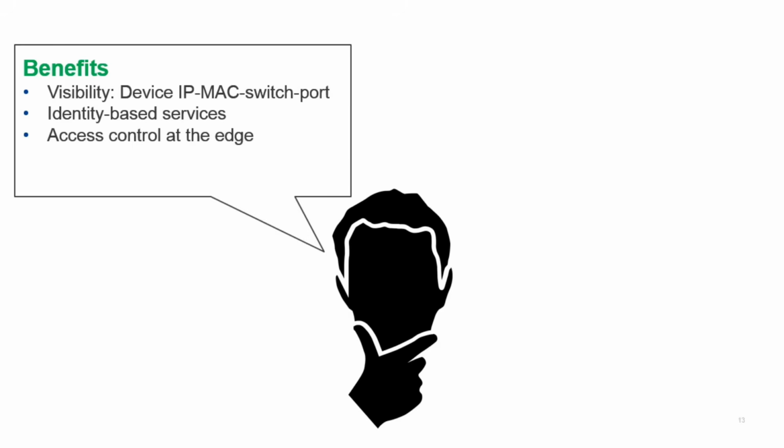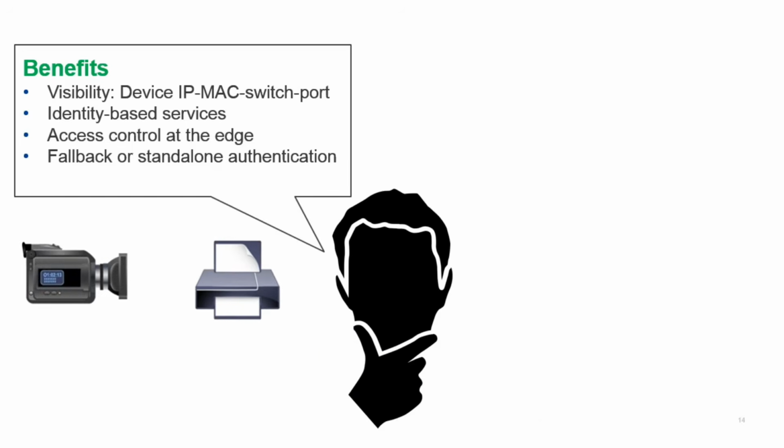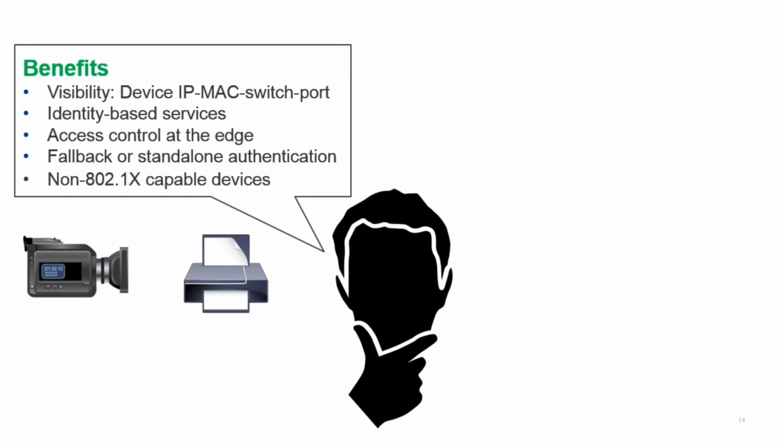MAB can be deployed as a fallback mechanism for 802.1X. When endpoints connect, the NAD tries to use 802.1X. If there's no response, it tries MAB next. Of course, MAB can also be deployed as a standalone authentication mechanism. And remember the primary use case for MAB: it can authenticate non-802.1X capable devices.